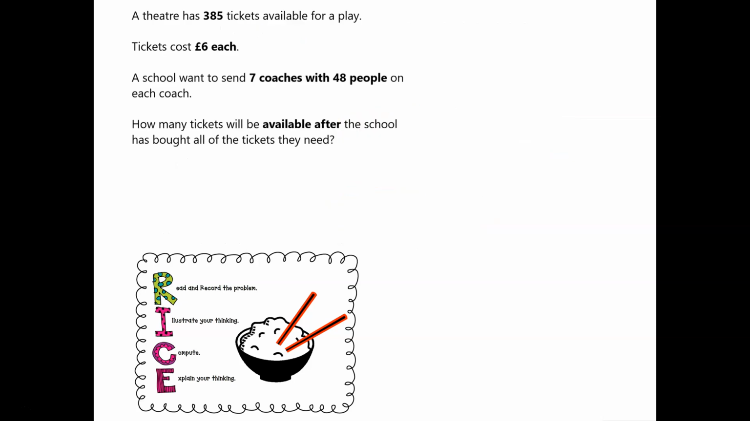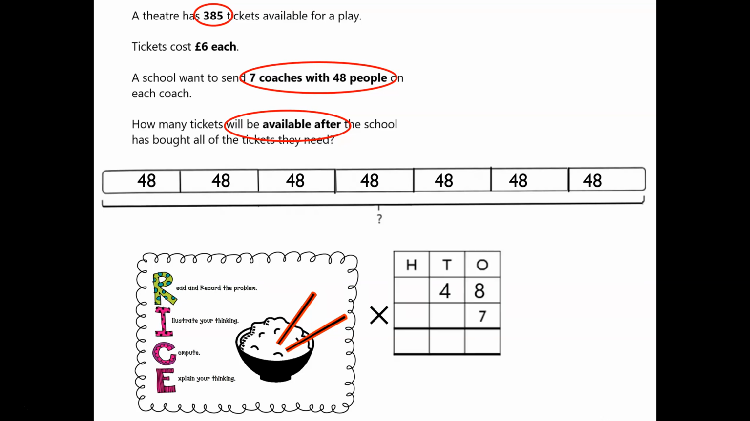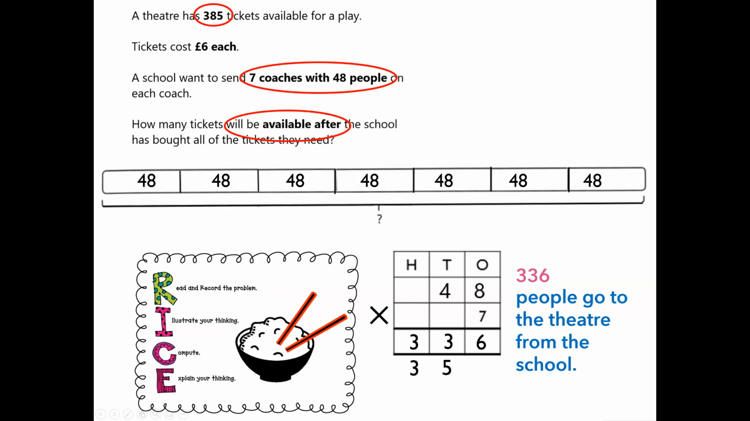Let's illustrate the problem. Well, here's a bar model. We know that 7 coaches with 48 people are going to go to the theatre. We can now compute that calculation and find out how many children will actually go to the theatre from the school. 48 multiplied by 7. 336 people will go to the theatre from that school.